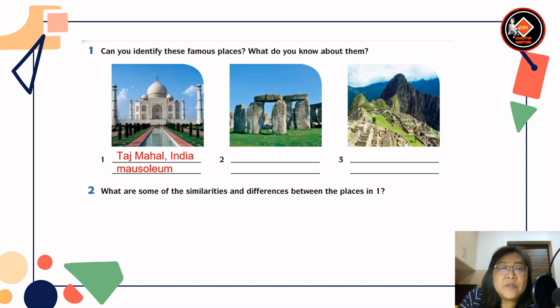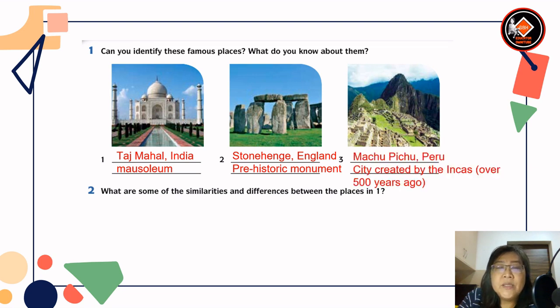It is a mausoleum. And number 2 is a picture of Stonehenge in England. It is a prehistoric monument. And the last one, picture 3, is Machu Picchu in Peru. It is a city created by the Incas, and the ruins are over 500 years old.